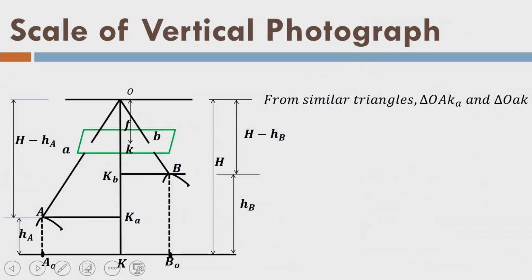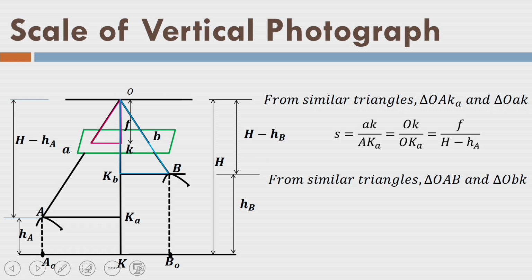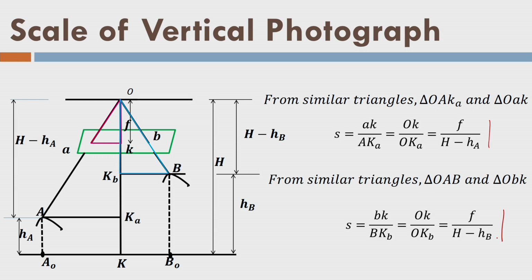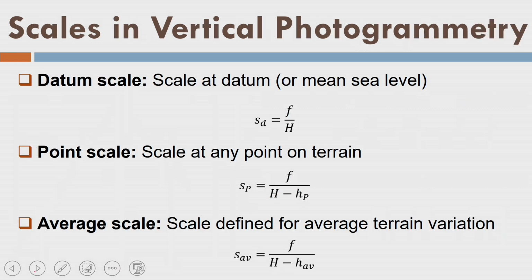So, again we talk about the scale of the photograph. Here I am showing the 2 points, you can see these triangles. So, at point A I have this scale, and at point B I have this scale. Got it? I hope you are very much familiar now with the scale idea. Okay, so let me define some different types of scale. First of all, I define a datum scale, which means the scale that is available at datum. That means if a point A is lying on the datum, that will be this scale here, and we call it S_D, that is scale at datum.